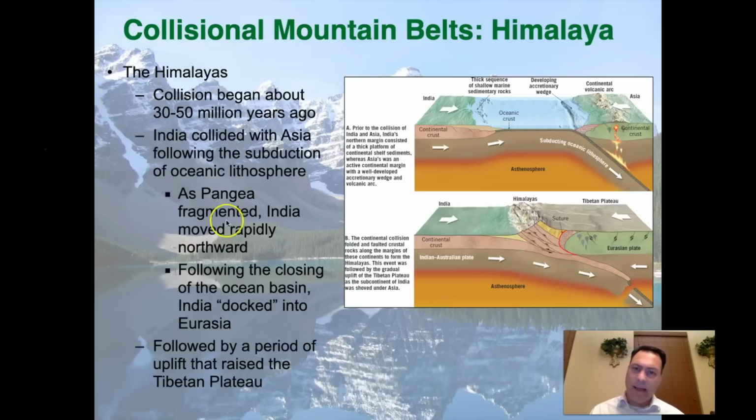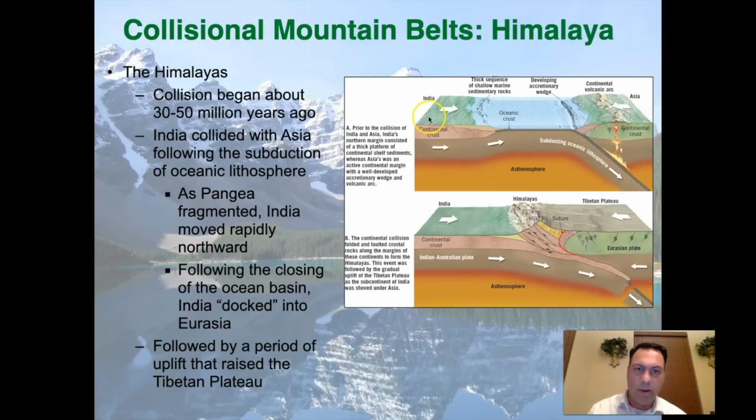India collided with Asia following the subduction of the oceanic lithosphere. And of course, India didn't hit it all at once. It hit it at one point, and then it kind of spread along the subduction zone. And that collision then started uplifting the mountains at different stages at different times.